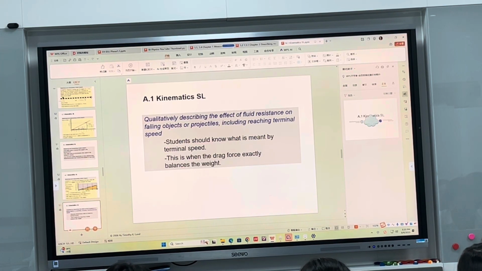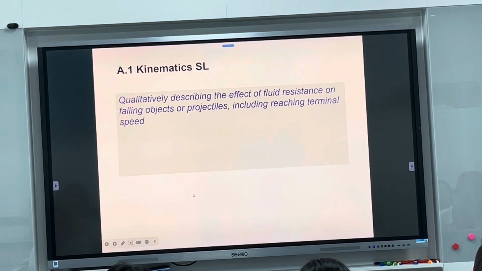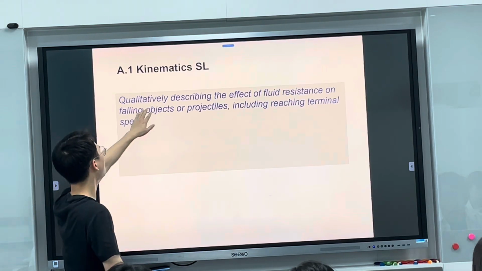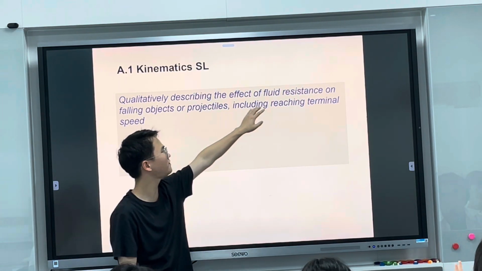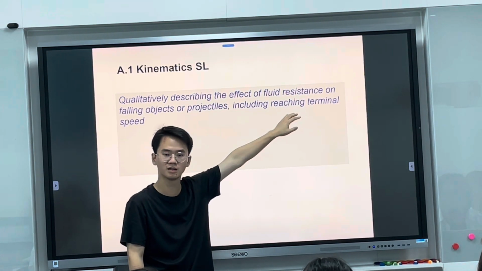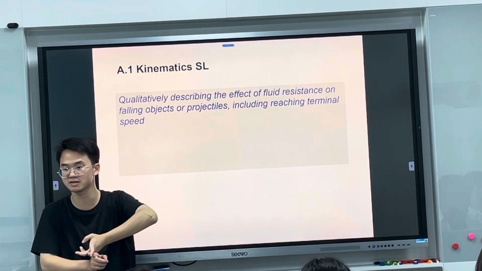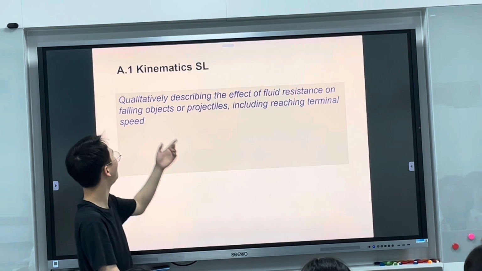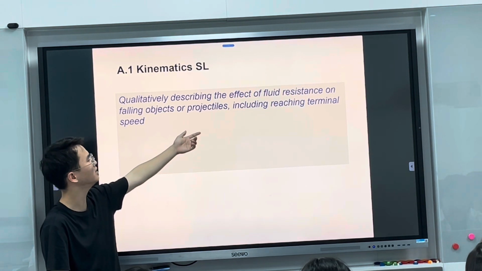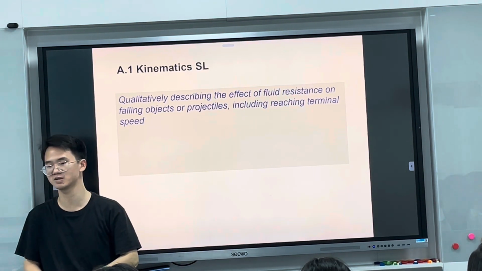Okay. Now this here, we're going to start from here. So the goal is we need to qualitatively describe the effect of fluid resistance, which includes air resistance or water resistance, stuff like that, on falling objects or projectiles, including reaching the terminal speed.